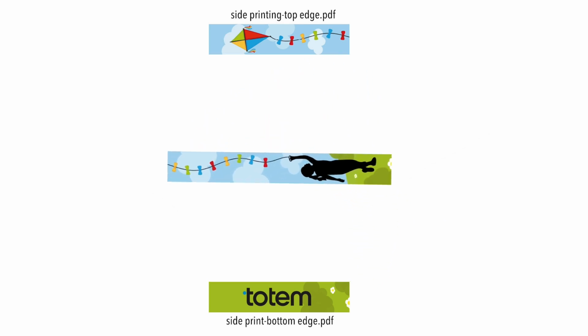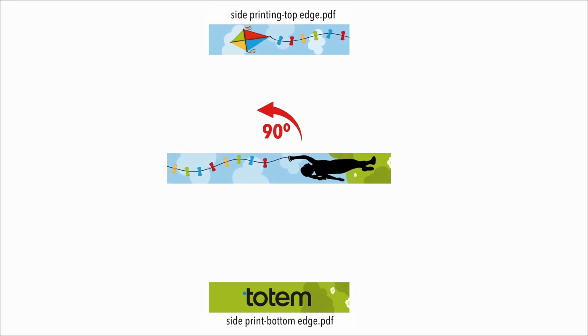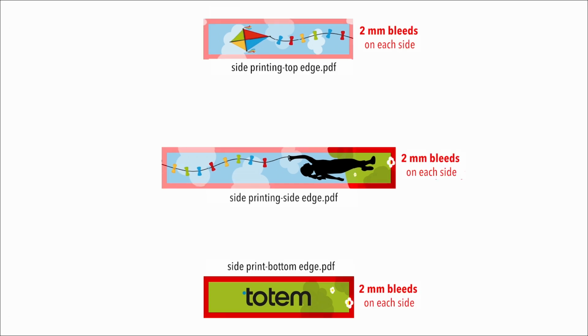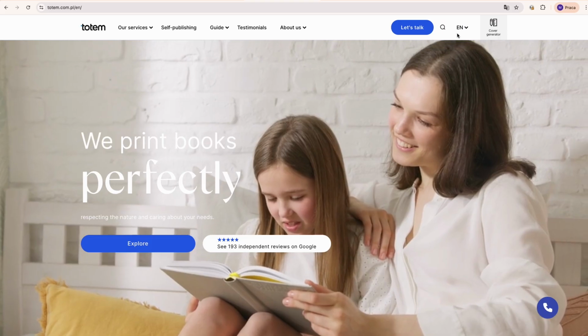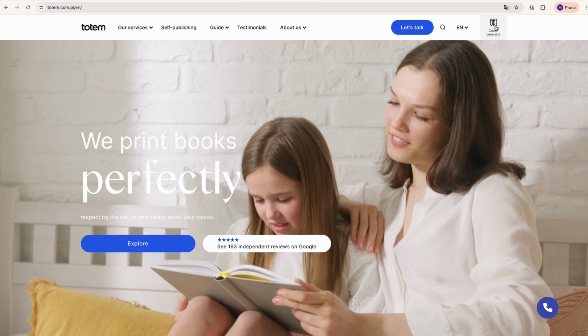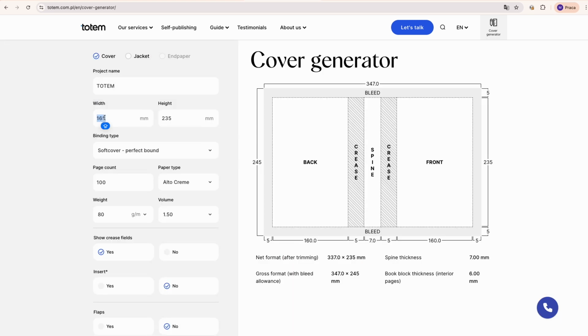The design for the side edge should be rotated 90 degrees to the left so that the top of the graphic is on the left side. The print design should include 2 mm bleeds on each side. To calculate the edge format, use the cover calculator available on our website. Enter the book parameters and download the layout.